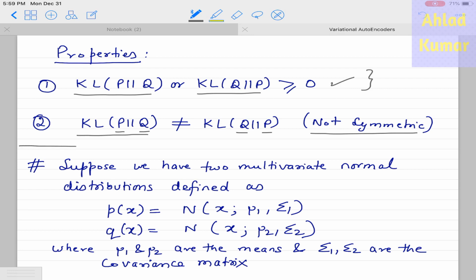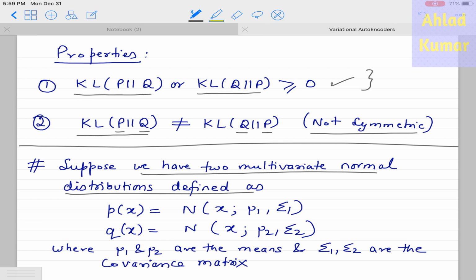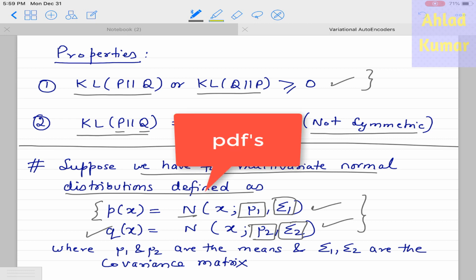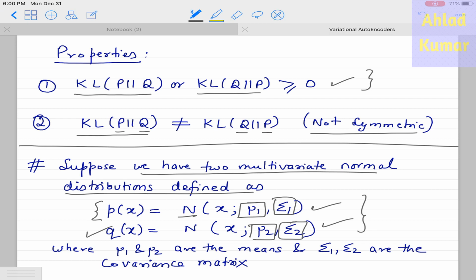Now that we have discussed these properties, the next step is to generalize this to two different Gaussians. Let us say we have two multivariate normal distributions, where Px is defined by a normal distribution N having a mean mu1 and covariance sigma 1, and Qx having a mean of mu2 and sigma 2. We want to derive a generalized expression for KL divergence for these two normal random variables Px and Qx. So let's see how we can do that.